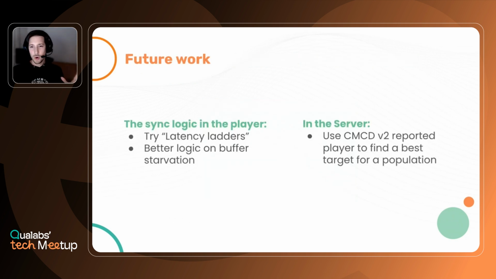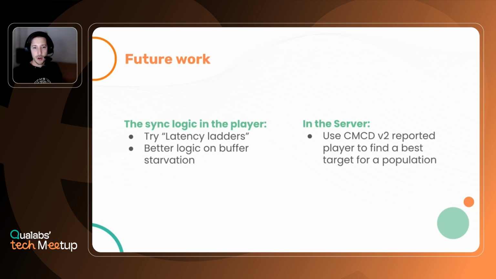And as future work, we have two things to keep going. One is to work in the logic in the player. For example, we can try to like having sync latency ladders. For example, for players that could not achieve certain latency, and we want them to fill in some bucket of latency, and better logic for the player for what to do on buffer starvation. What happens if I'm trying to put some latency that the player cannot achieve?